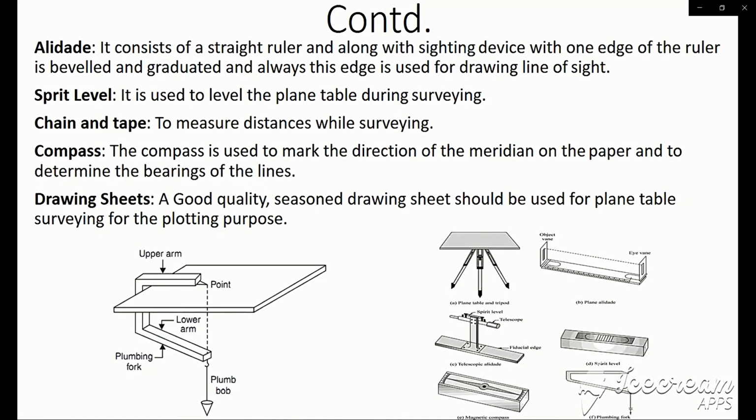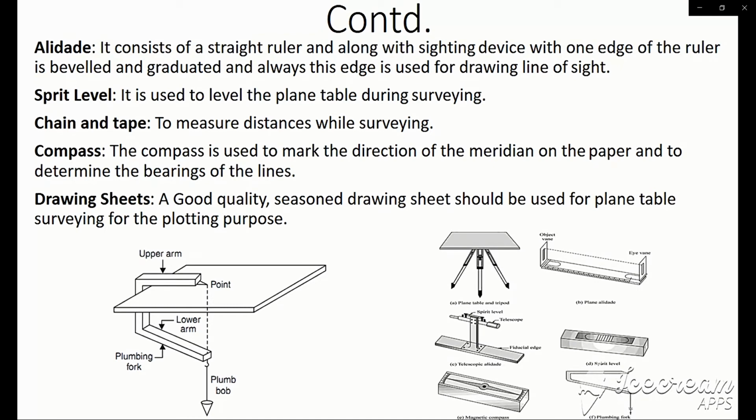After that, we have alidade. The use of alidade is for drawing line of sight on the drawing sheets. Basically it consists of a straight ruler along with a sighting device. One edge of the ruler is beveled and graduated, and always this edge is used for drawing the line of sight. Then we have spirit level.